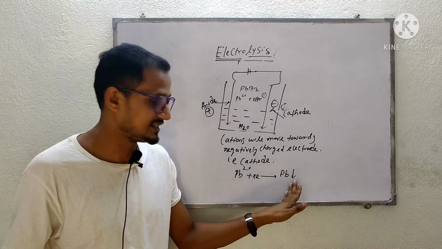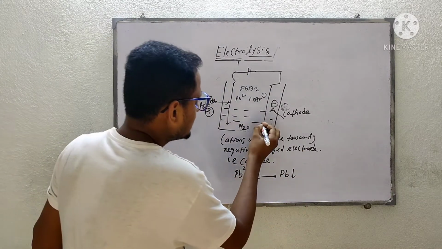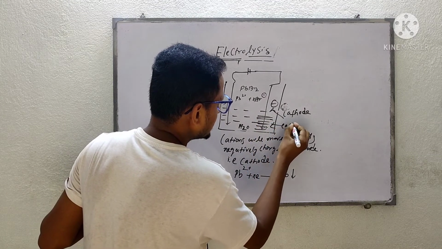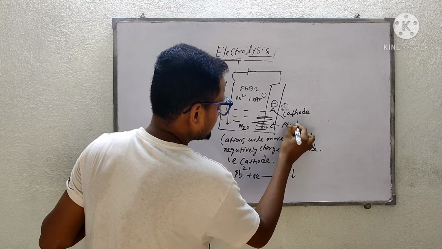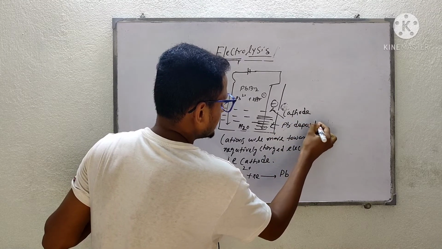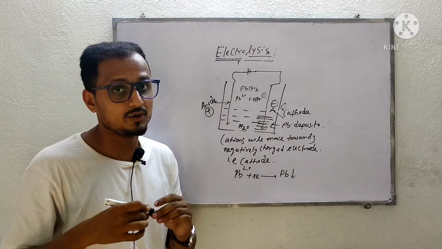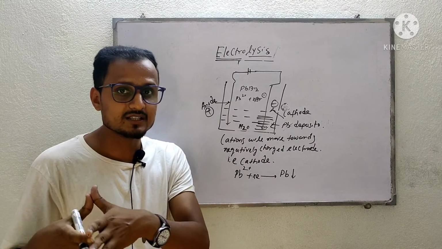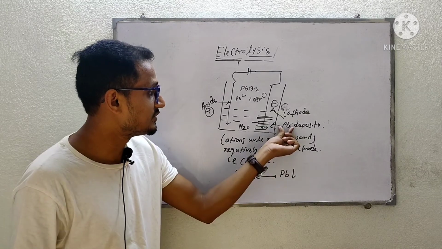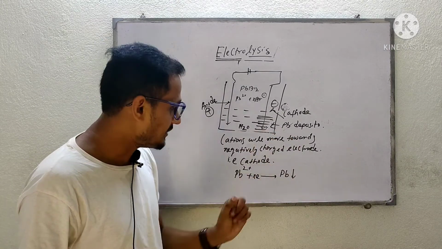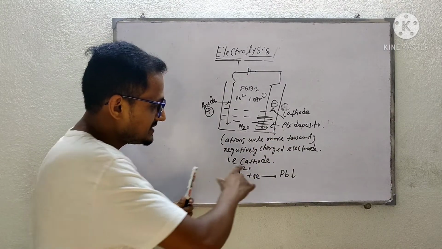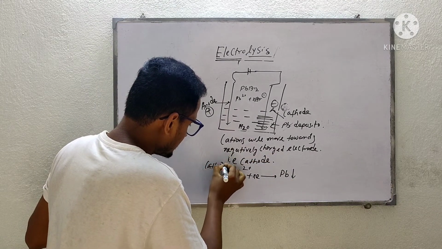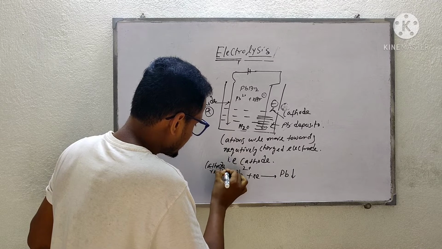That means 2 electrons will be taken up to form free lead, and this will deposit on the cathode. That means Pb will deposit here. So by the definition I told you, some new substance we will get, that is the lead. We are getting lead here at the cathode. Now you see, at the cathode this reaction is going on. So this reaction is called the cathode reaction.